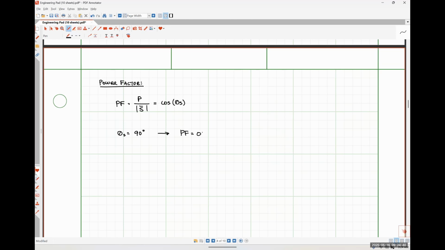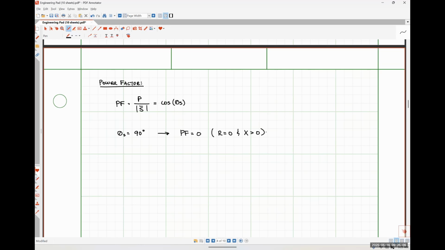This corresponds to a case where our load has no resistance and a positive reactance, meaning that we have a pure inductor, okay? So our load in this case would just be simply an inductive energy storage element. So for this particular load, we operate at 0 power factor.